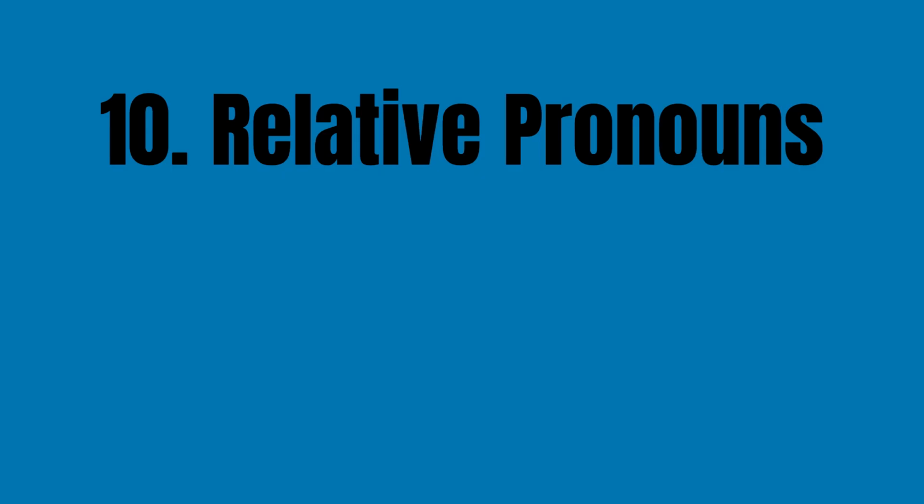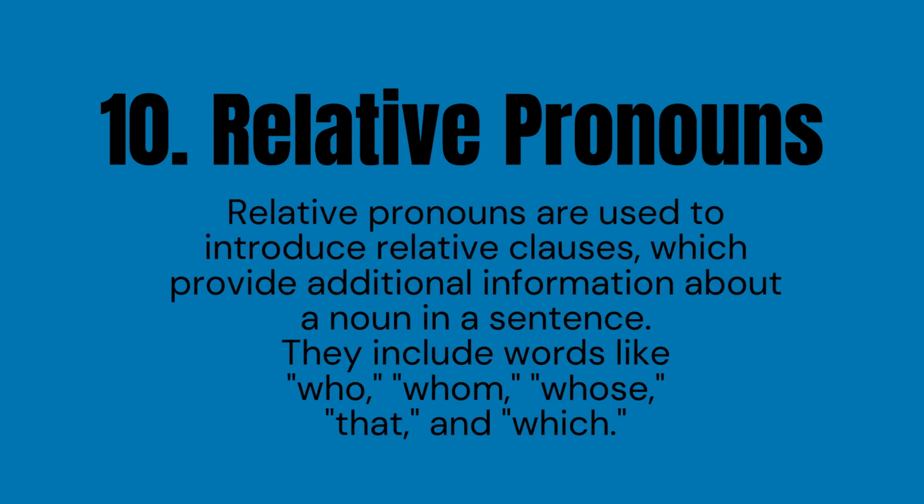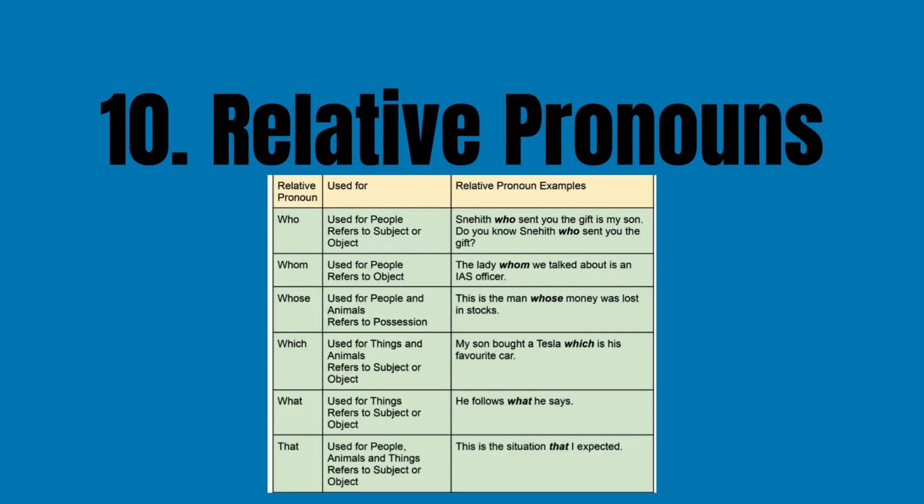Relative pronouns. Relative pronouns are used to introduce relative clauses, which provide additional information about a noun in a sentence. They include words like who, whom, whose, that, and which. Using the correct relative pronoun is important for clarity and precision in your writing. For example, the cat, that is black, is sleeping uses the relative pronoun that to introduce the relative clause.